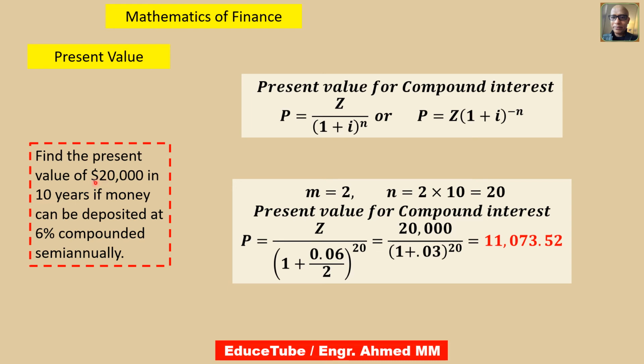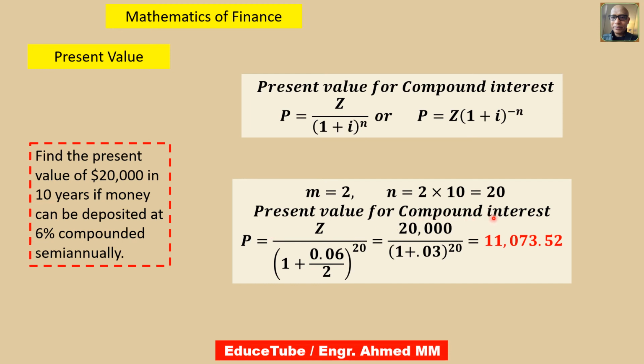So here the question is find the present value of 20,000 in 10 years. After 10 years 20,000. If money can be deposited at 6% compounded semi-annually. Very clearly semi-annually. Right here we know M equal to 2. Number of compounding periods per year is 2. And as it is for 10 years, if we multiply 10 years by the compounding periods per year, which is 2, the total periods will be 20.